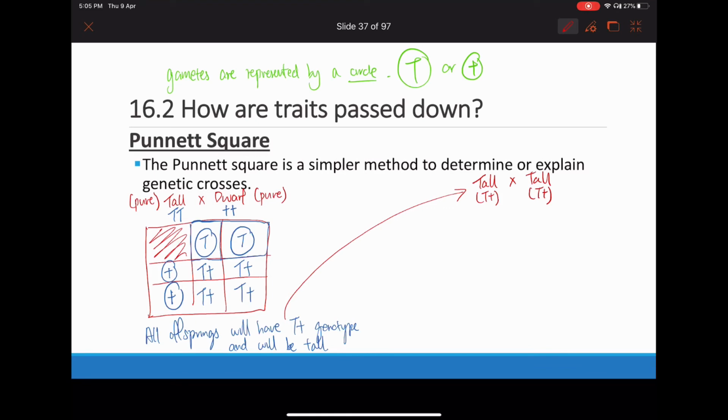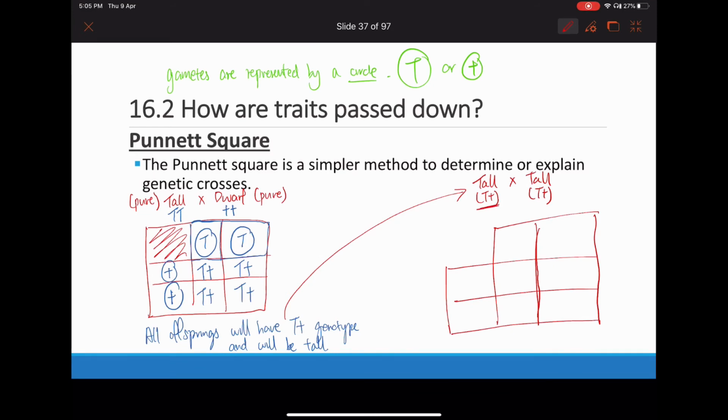Now how do I explain what will be the offspring? Same thing, we draw a Punnett square. If you notice by now, there's no need for the top left hand column, so I'm just going to miss it out. And how do I represent it? Basically, from this big T, small t combination, I can have a big T allele and a small t allele.